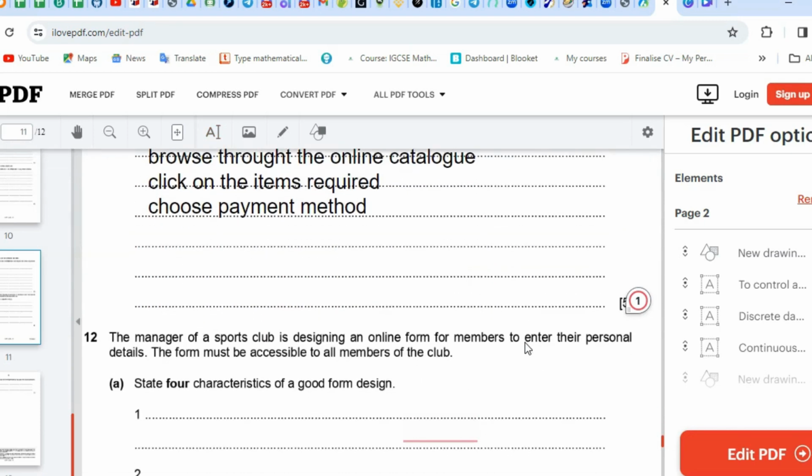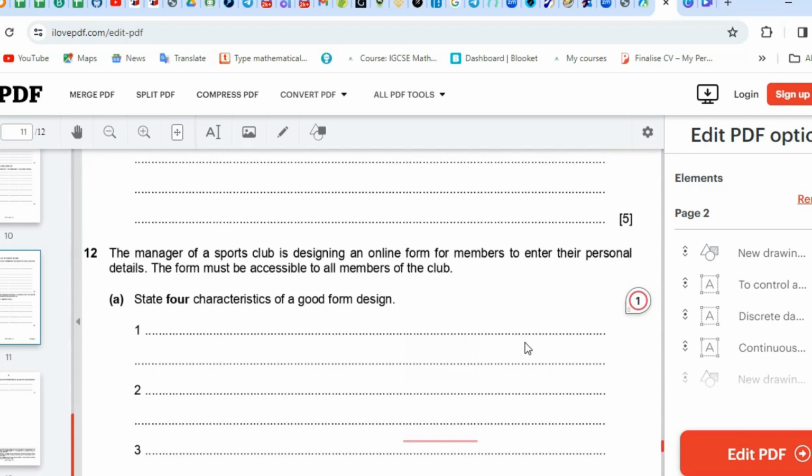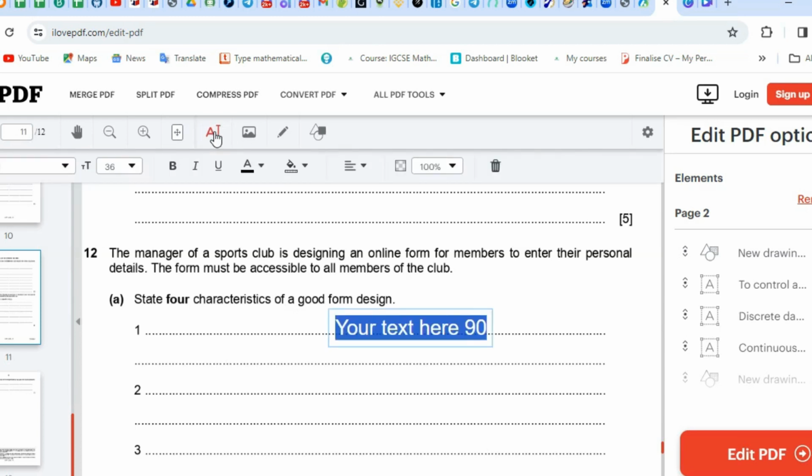The manager of a sports club is designing an online form for members to enter their personal details. The form must be accessible to all members of the club. State 4 characteristics of a good form design. So, when you want to design a form, we are told to state 4 characteristics of a good form design. 1, should be clear and feasible.